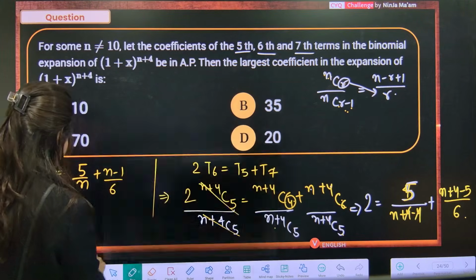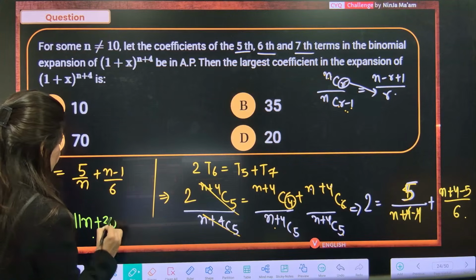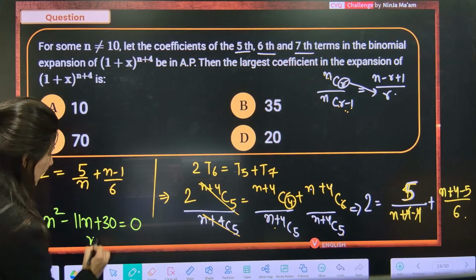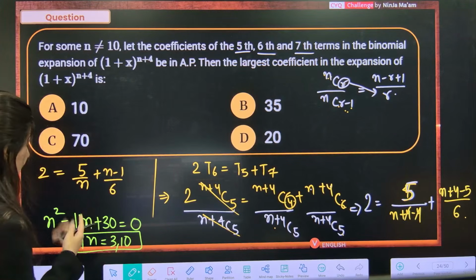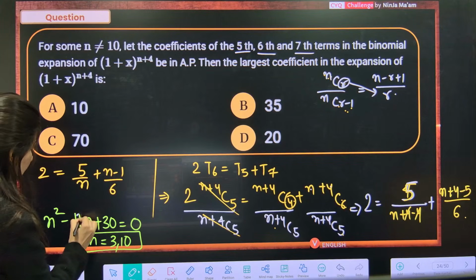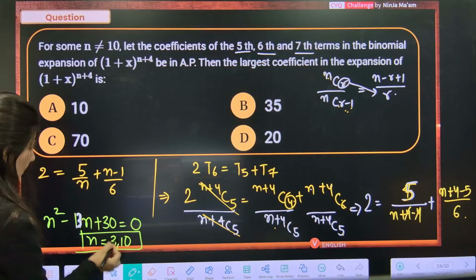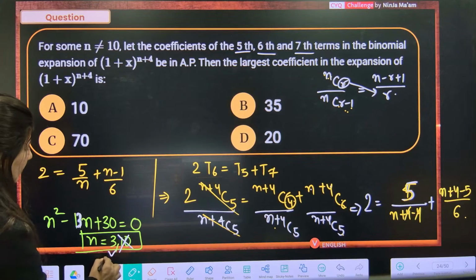Anyway, now if you solve this, the quadratic equation you get is n square minus 11n plus 30 equals 0. Clearly, n comes out as 3 comma 10, right? 3 comma 10. Clearly, 10 is not the answer, so n equal to 3 will be accepted.